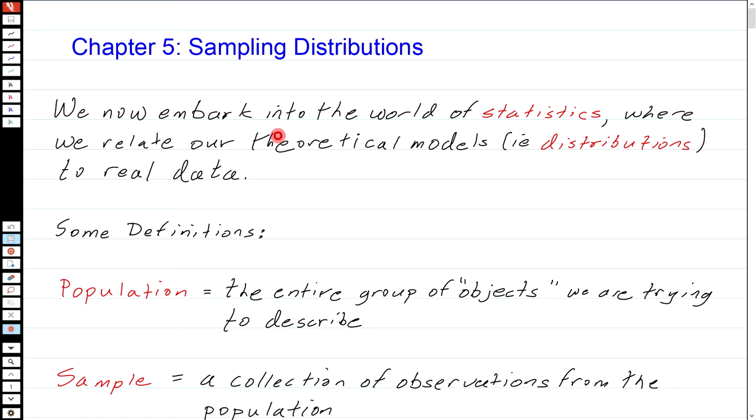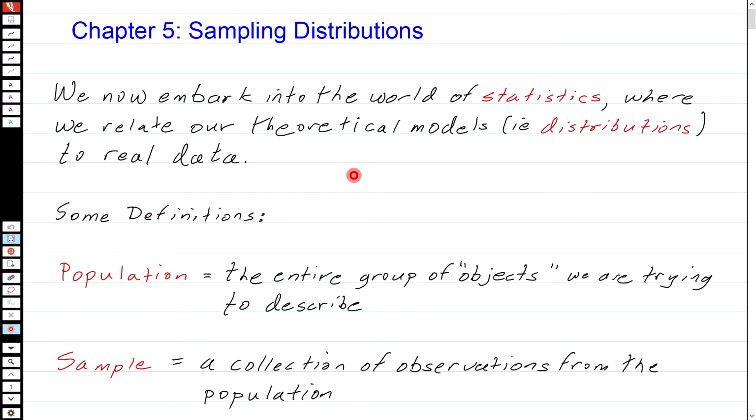So as I mentioned, this is chapter 5, sampling distributions, and we're starting in on statistics. And basically, we're relating our theoretical models, which we've been discussing up to now, so theoretical, continuous, or discrete distributions. Now we're relating those to real data. For this, we need some definitions.